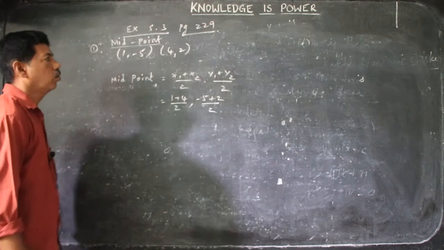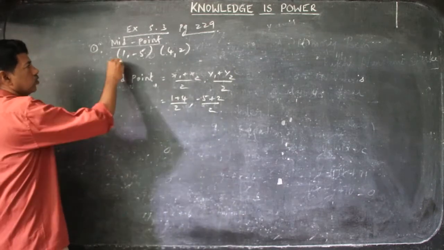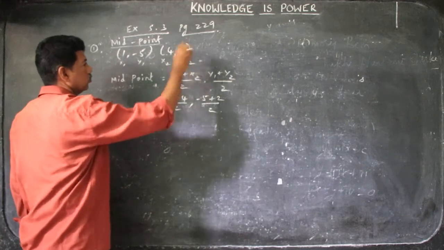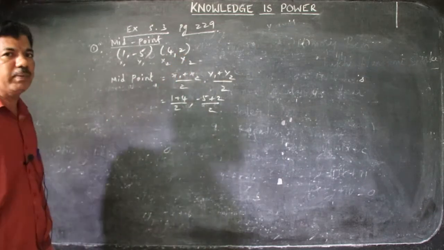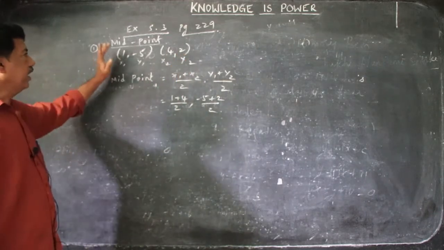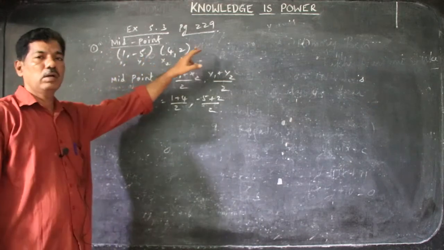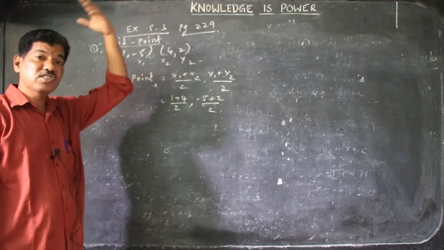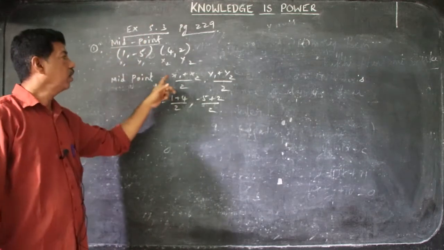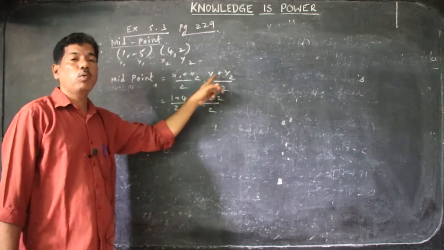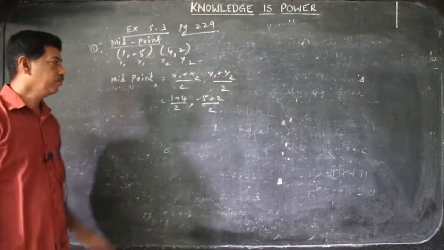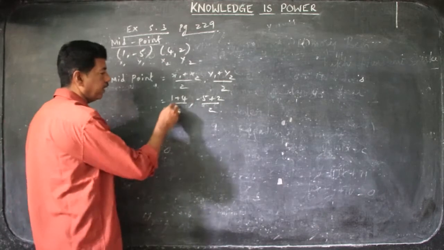It's clear? y1 plus y2. So this is x1, y1, x2, y2. Those who do not understand, write like this. That will be easy for you. This is x1, y1, this is x2, y2. The midpoint formula we studied in the first exercise itself: x1 plus x2 by 2, y1 plus y2 by 2. Now you substitute the values here.